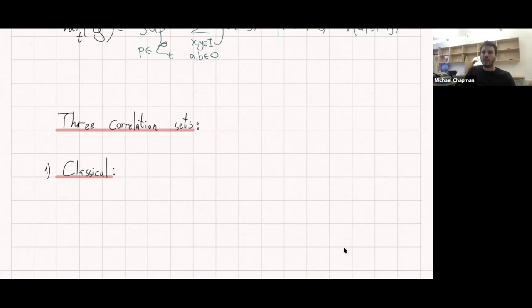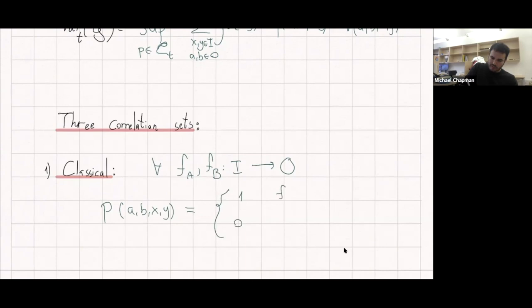To define them, I first need to define the deterministic correlations. For any two functions, f_A and f_B, from the question set into the output set, I can define the following correlation. P(a,b|x,y) will be either a zero or a one. It will be a one only if f_A(x) is a and f_B(y) is b, and zero otherwise.